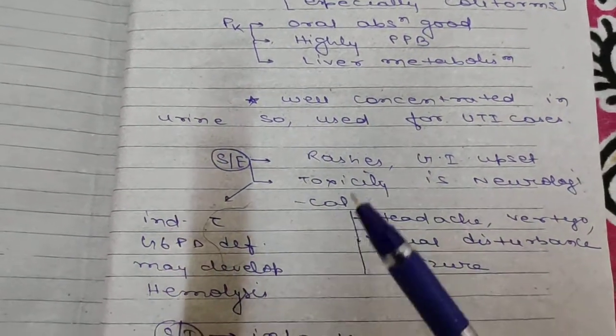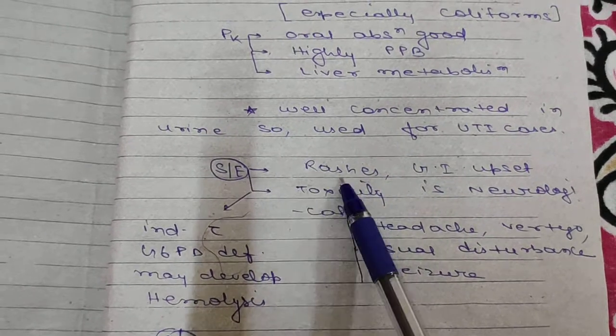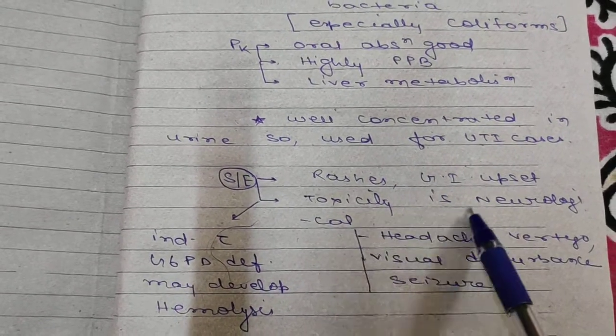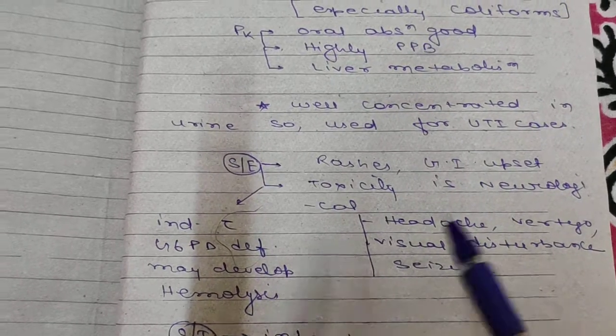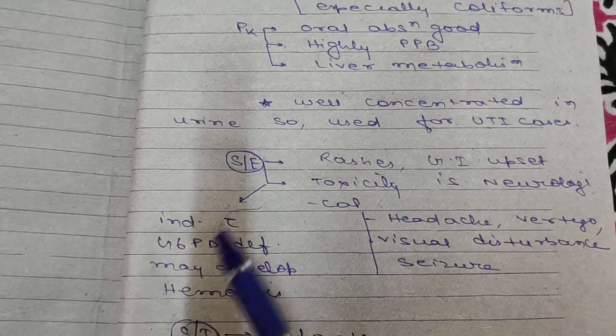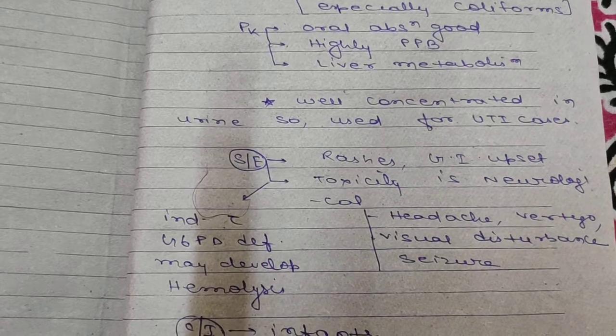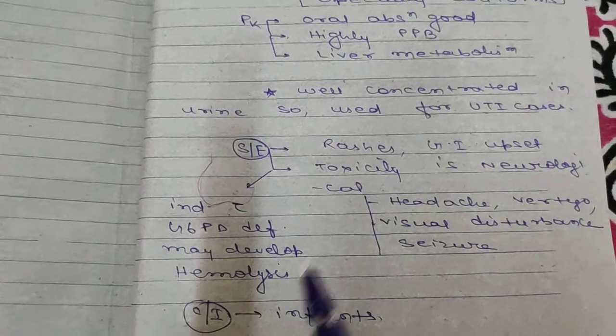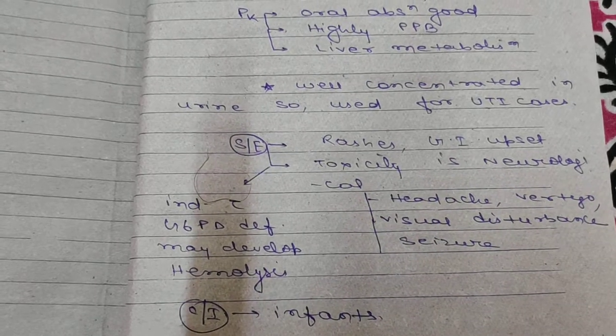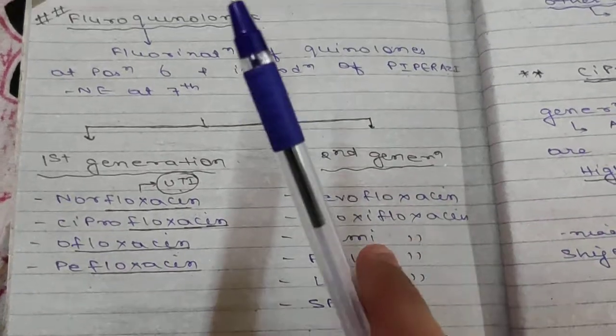Now what are the side effects of nalidixic acid? Side effects: rashes, GI upset, and neurological toxicities such as headache, vertigo, visual disturbances, seizure. Then in patients with G6PD deficiency, it may cause hemolysis. So these are the common side effects, and nalidixic acid is contraindicated in infants. This was quinolone, that is nalidixic acid.